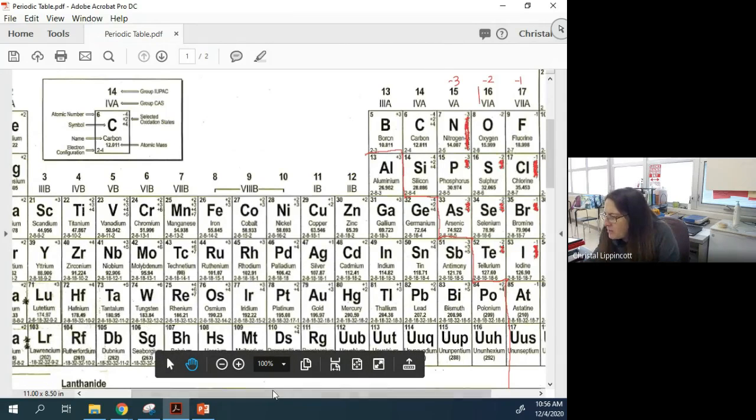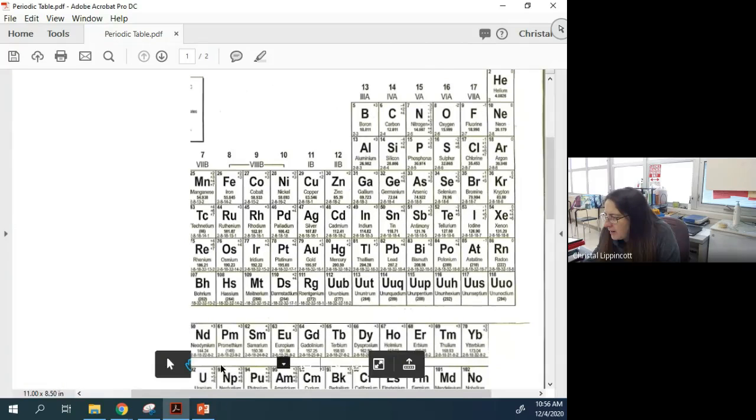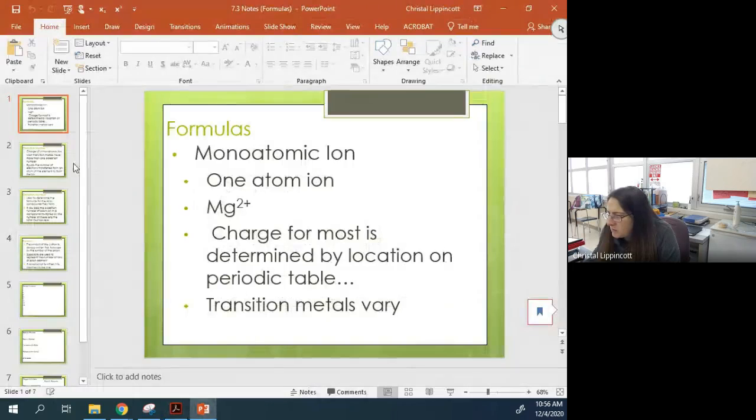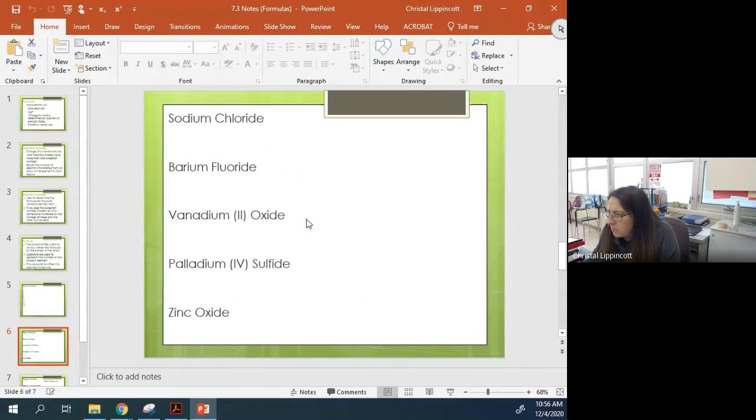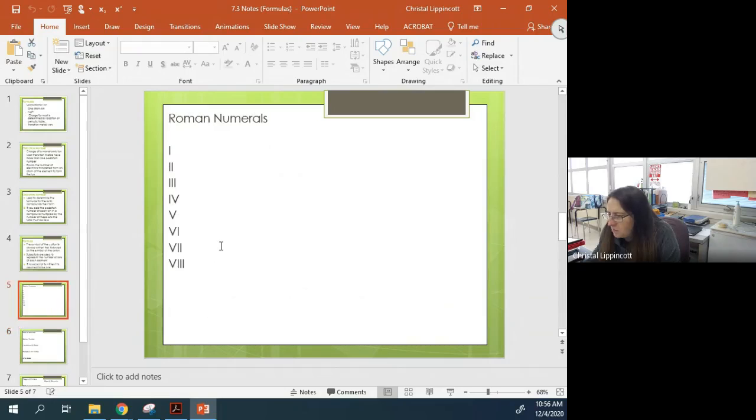I'm going to be referencing back and forth to this periodic table and these notes. If you want to look at the first part of these notes, you can go back and look at the notes on Google Slides, but you don't need to right now. You do need to know what your Roman numerals are 1 through 8. So if you're not comfortable with that, you need to get comfortable with that.